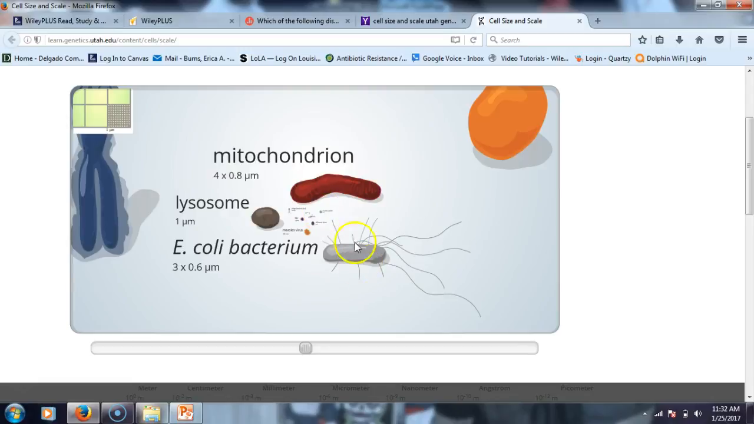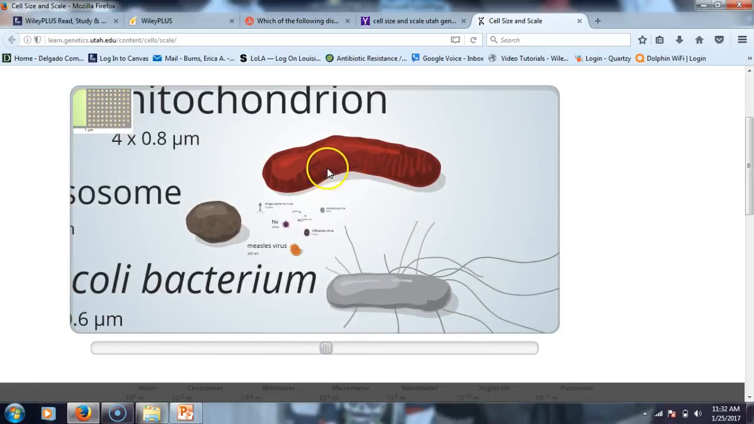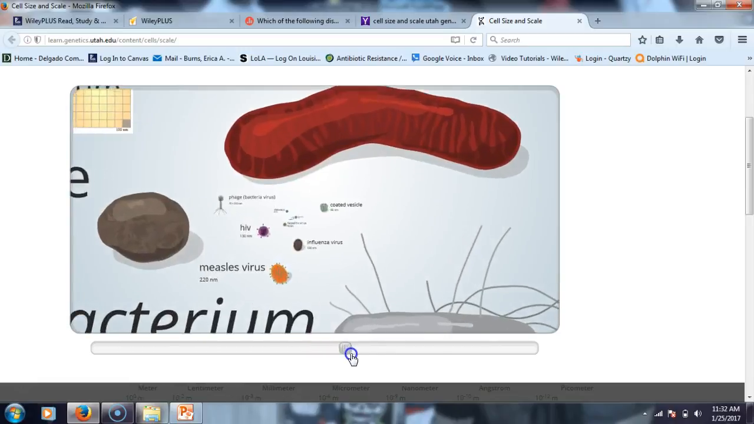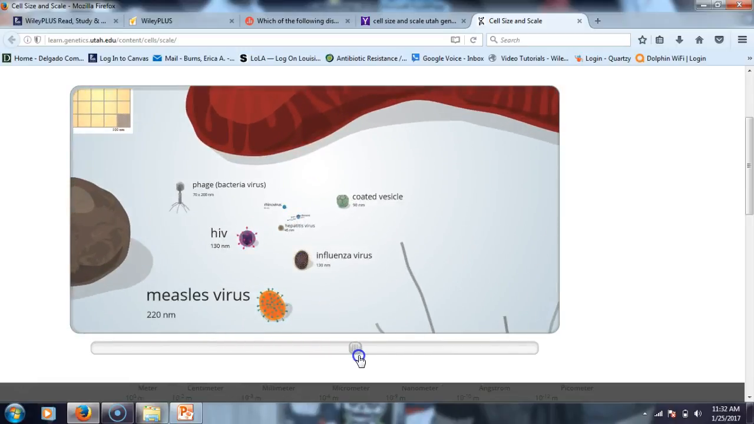This poor little E. coli is smaller than a mitochondria even, right? And he's a single-celled living organism. Lysosomes that you'll find sometimes inside of our cells. So these are parts of cells, right? And tiny bacteria. And then with a light microscope, you're really not going to see these guys. You need things like those electron microscopes, right? Those really fancy ones that we hope to maybe get someday here at Delgado.